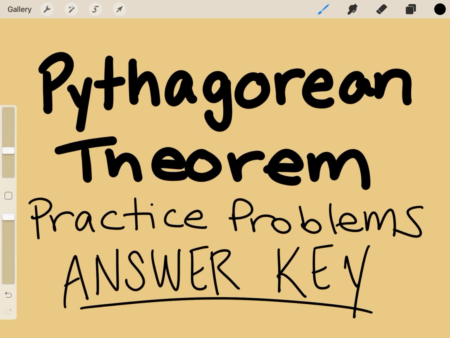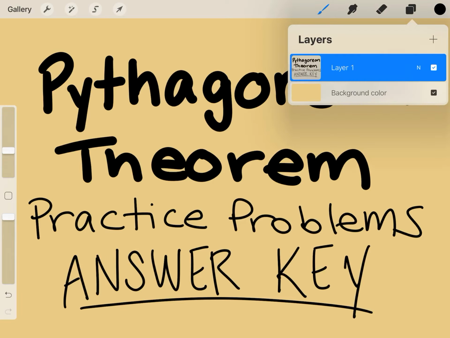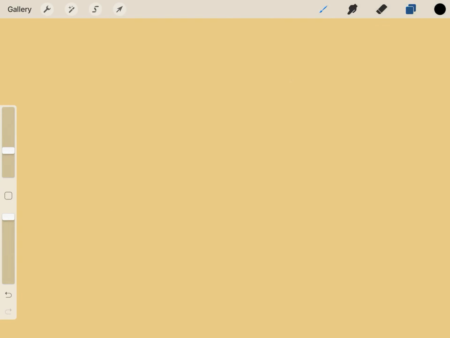All right, hi guys. We are going to go over the practice problems that I assigned last class. I'm going to go through both the radical way of writing it with the square root and with the estimated decimal version as well. So whichever one you used, I will show you both answers. So starting with the first one.